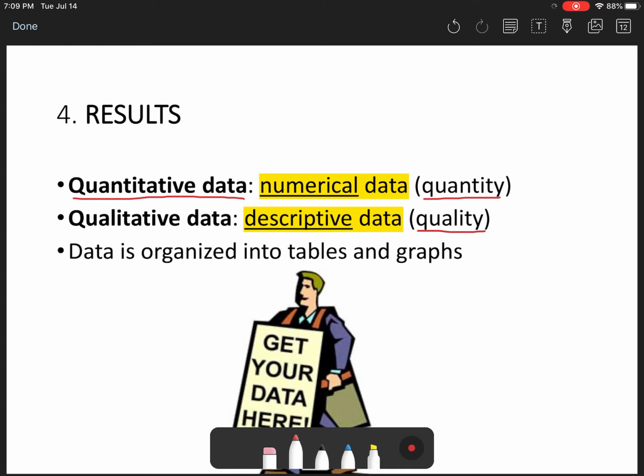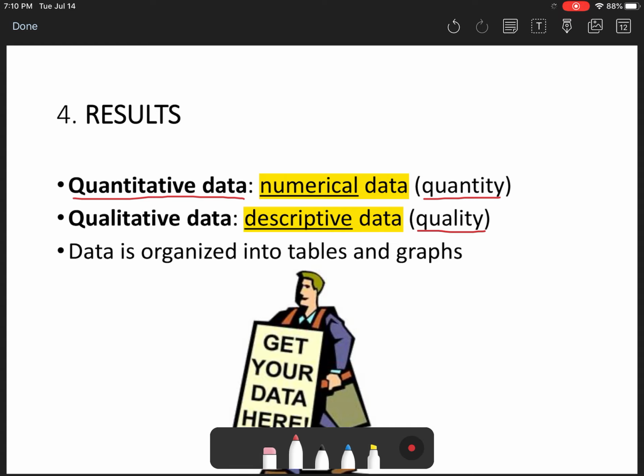Qualitative data would be more using descriptors of it. If we wanted to look at how healthy the plant was, we might use more descriptive words like how green is the leaf? Are the leaves a dark green? Are they a yellow? So anytime you talk about the color of something, you might talk about that. That's a qualitative type of data.